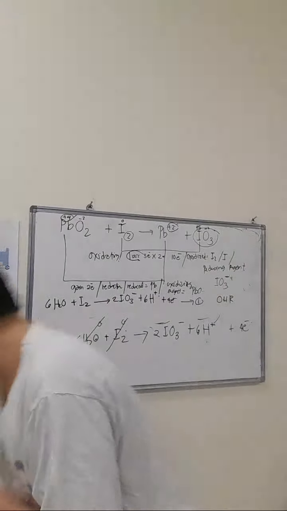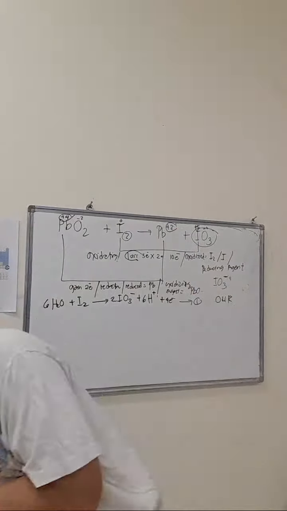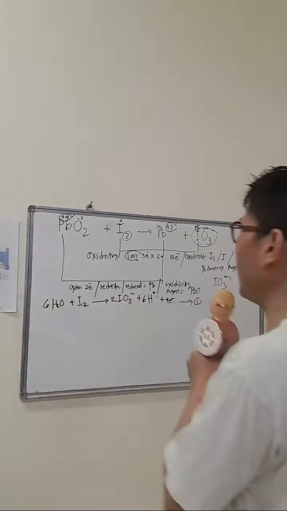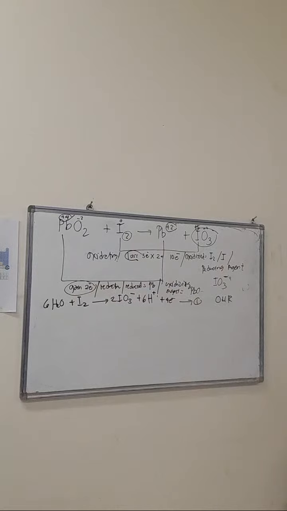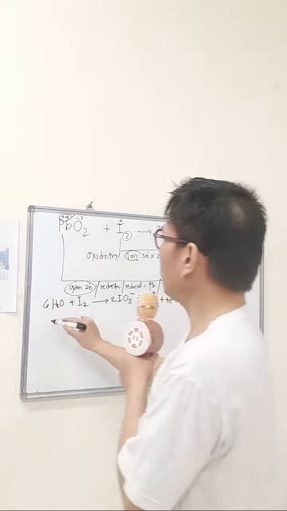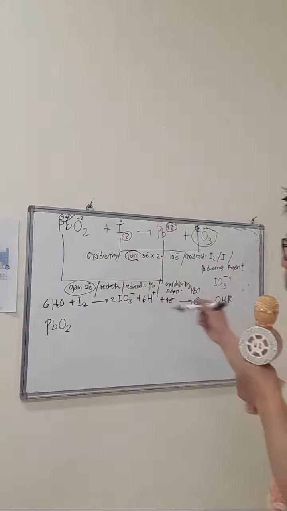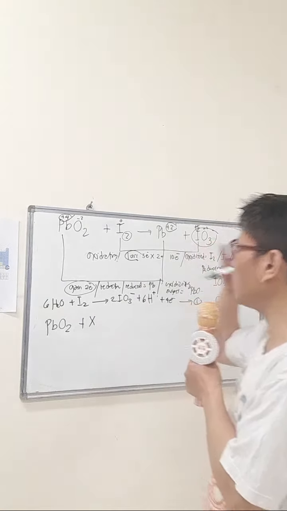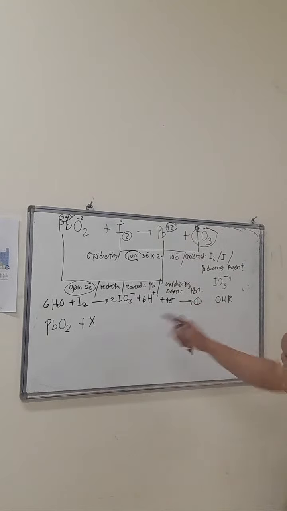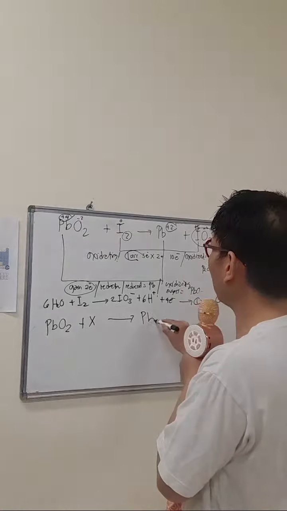Lead positive 2 in the product. Okay? It's going to be like that. So this is gain of electrons. So this is our technique: gain of electrons means you will add them in the reactant. So PbO2 plus X, which is the unknown electrons for later on. But do not involve this in the atoms balance because these are electrons. I just put X first. Like that, and then equals Pb positive 2.